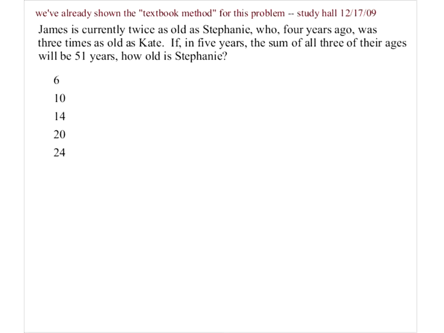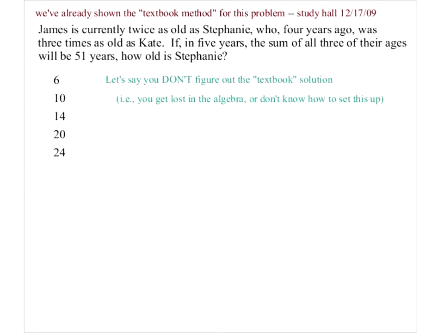Let's say you don't figure out the textbook method, i.e. the algebra is just confusing you. You get lost in the algebra or don't know how to set this up. Again, we're not going to talk about the algebra today because that was already done in the 12/17 session, and today's focus is techniques that you can use to solve these if you don't know how to use the algebra.